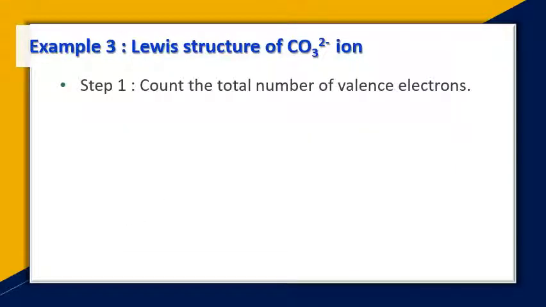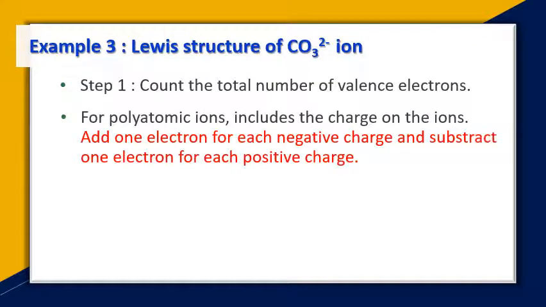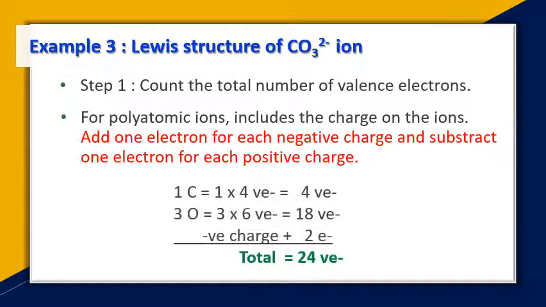The next example is drawing the Lewis structure for the CO3 2- ion. The first step is to count the total number of valence electrons. Since this is a polyatomic ion, we have to include the charge on the ion. Add 1 electron for each negative charge and subtract 1 electron for each positive charge. So now, in the CO3 2- ion, we have a total of 24 valence electrons.